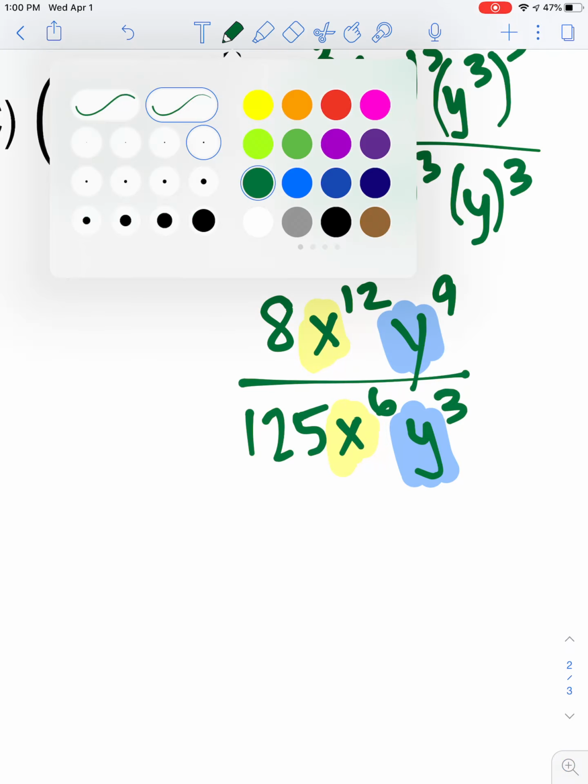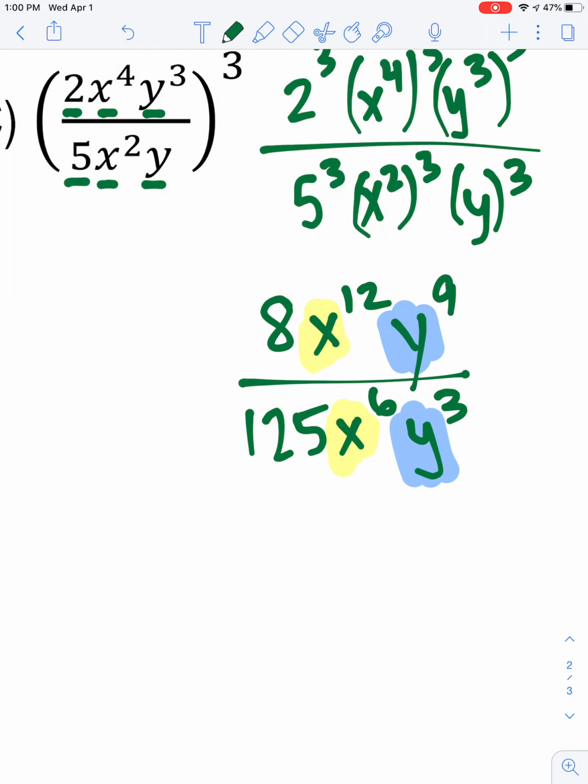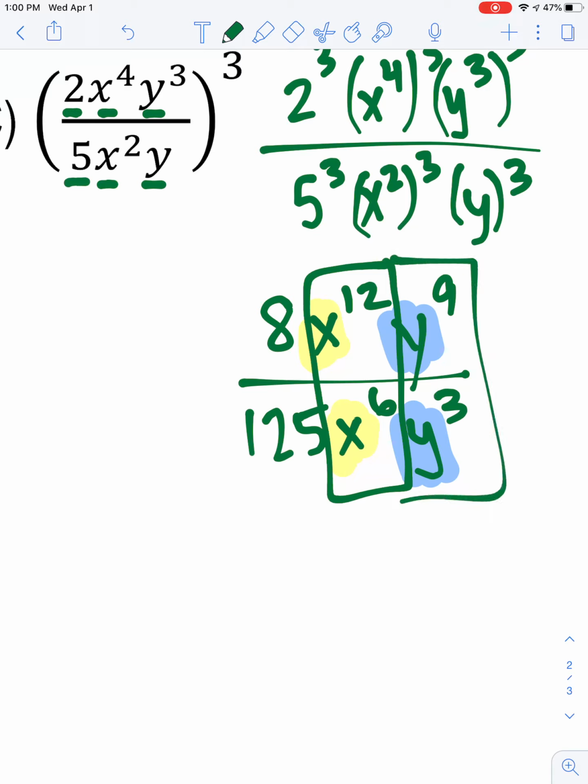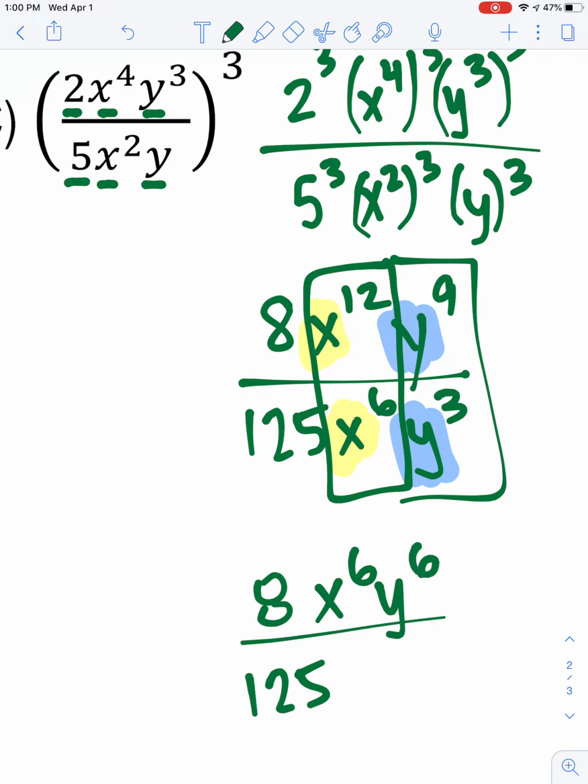So I need to use my quotient property, where if I'm dividing powers with the same base, I subtract their exponents to finish this problem. 8 over 125 cannot be simplified, so we can leave those coefficients how they are. But if I divide x to the 12th by x to the 6th, I subtract 12 minus 6 and get 6. So I have x to the 6th power. And y to the 9th divided by y to the 3rd, I subtract 9 minus 3, which is a 6, so I get y to the 6th power. And there's my final answer.